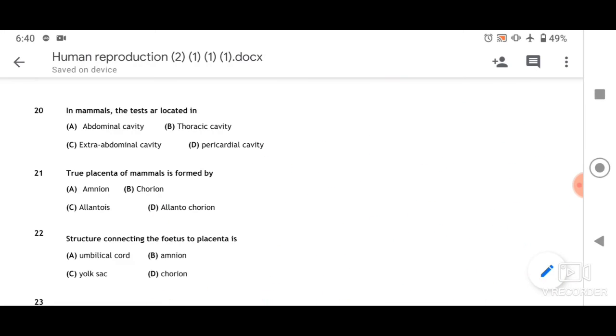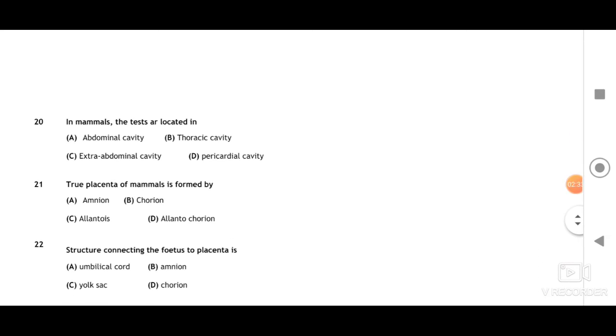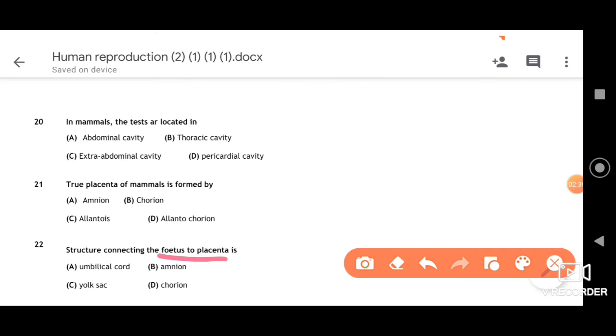Dear friends, the next question is: which structure connects the fetus to the placenta? Here, dear students, the umbilical cord is found only in placental mammals, and it is the connection between the embryo or fetus and the placenta. So the right answer here is umbilical cord.